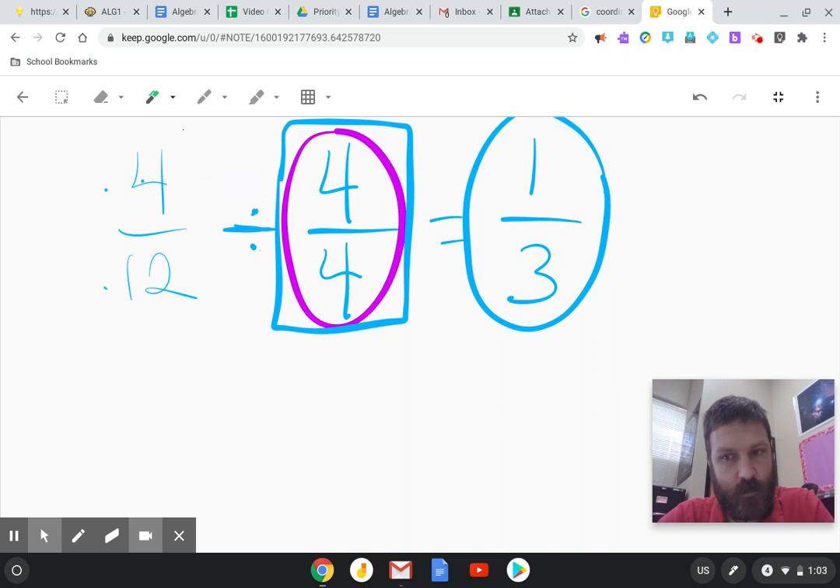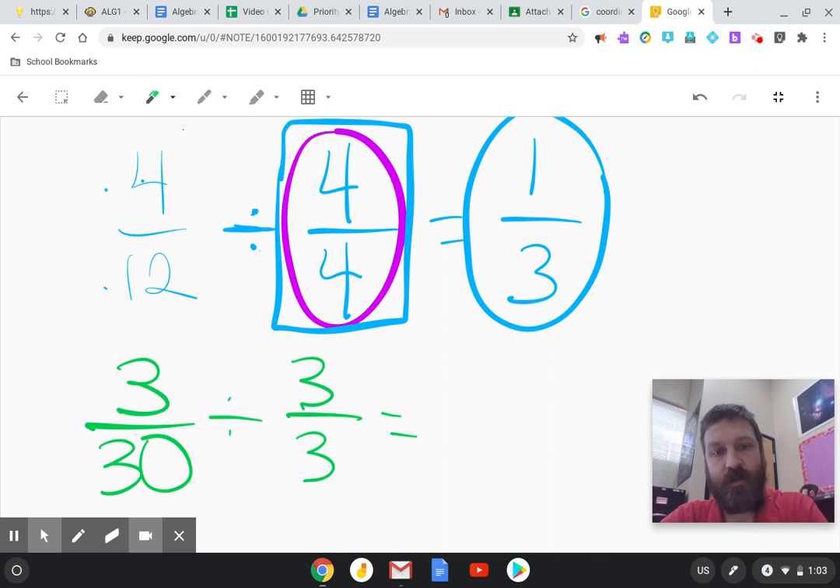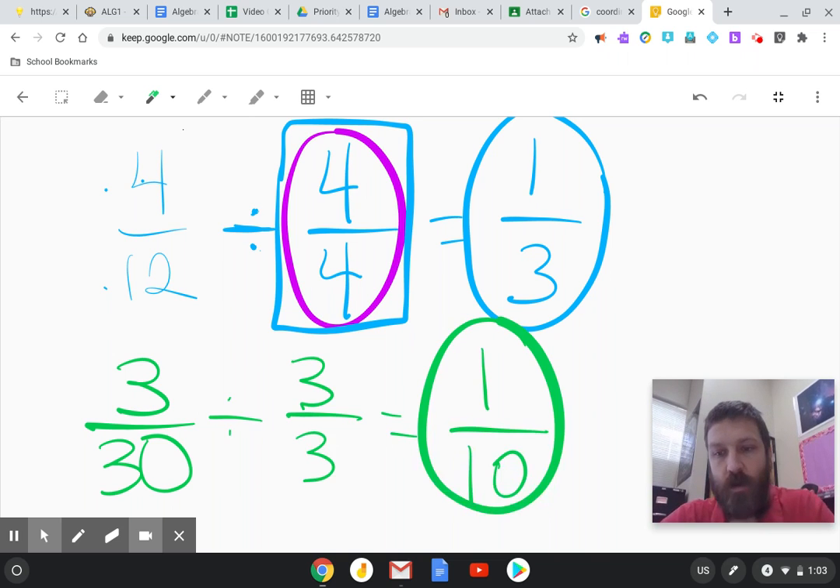Let's say I have 3 out of 30 is my fraction. So in other words, what are both of these numbers divisible by? Again, hopefully you'll see it's 3. And also 3. So we're dividing by 3 over 3. 3 divided by 3 is 1. 30 divided by 3 is 10. And so the reduced fraction would be 1 over 10. And my answer for what I'm simplifying by is 3 over 3.